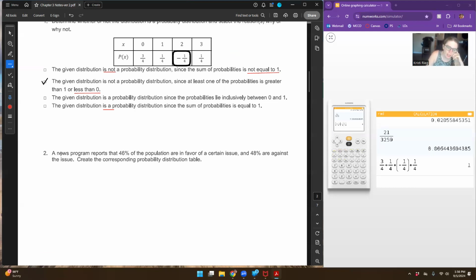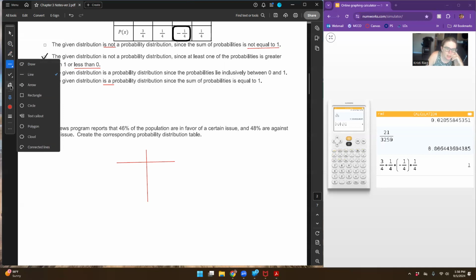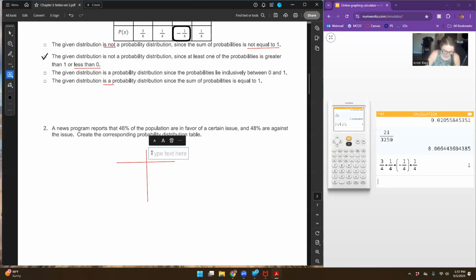Okay, so then number 2, so that worked with both properties. Number 2 is talking about a news program that reports 46% of the population are in favor of a certain issue and 48% are against an issue. Create a corresponding table. So we have our table, which has 2 columns, or make it have 2 rows, whichever one you want. And so what I'm going to do here is put P of X, that's the probability column.